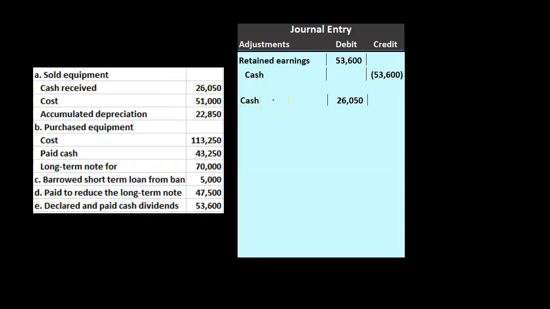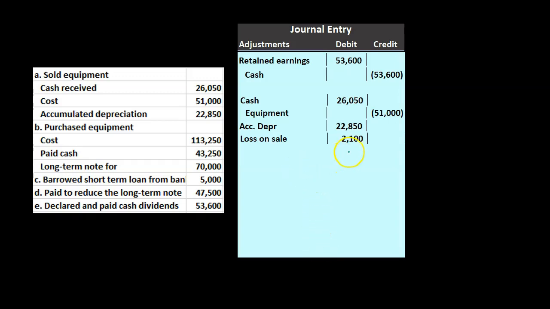So if we think about the journal entry first, and then think about what we're going to do in terms of increases and decreases to our cash statement, we can say, okay, the cash went up, equipment must have gone down, and then the accumulated depreciation is going to be a debit, because remember, it's on the books as a credit. We have to debit it to make it go away.